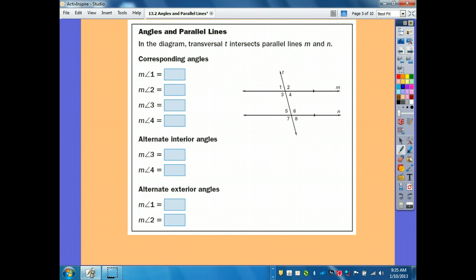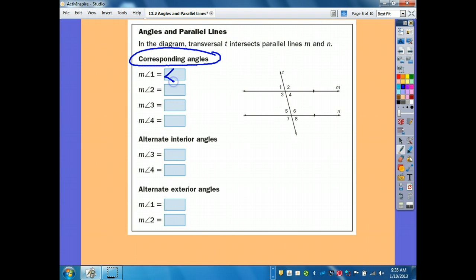Angles and parallel lines in the diagram. The transversal T intersects parallel lines M and N. So here we have it right there. I want to know the corresponding angles to numbers 1, 2, 3, and 4. If I take these and slide them down on top of these, which ones correspond to angle 1?